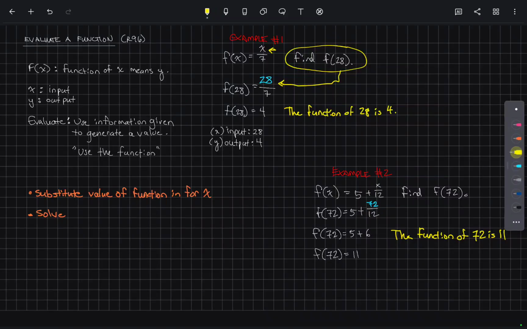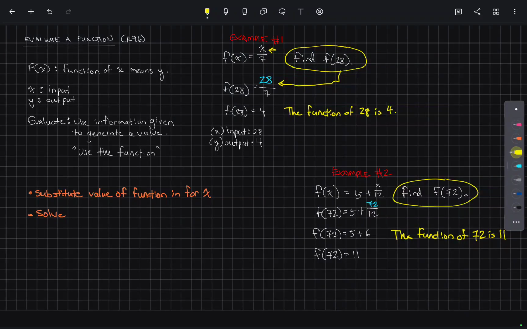So instead of putting x right here, I substituted this number in right here. Then I just did 28 divided by 7. Then that means the function of 28 is equal to 4. That would mean that the coordinates that are generated here are 28, 4. So domain, range, x, y, input, output. I input 28 and had an output of 4. So this is where starting to evaluate functions when given information can generate a table for you, which in turn generates a graph.